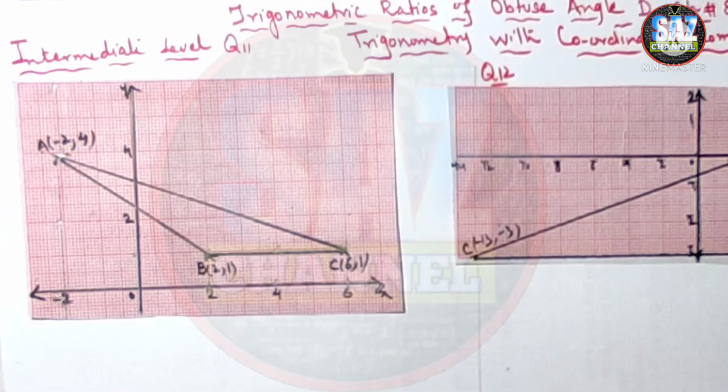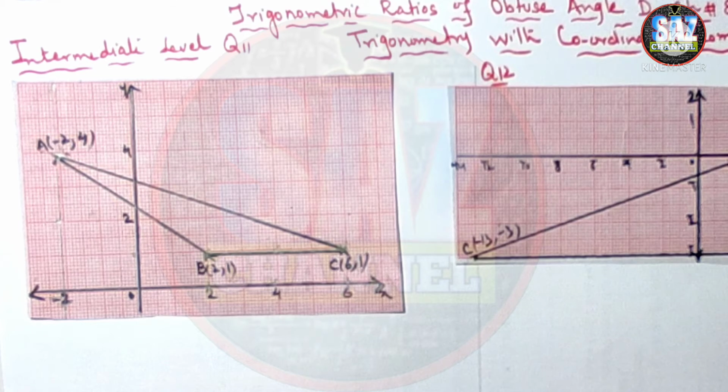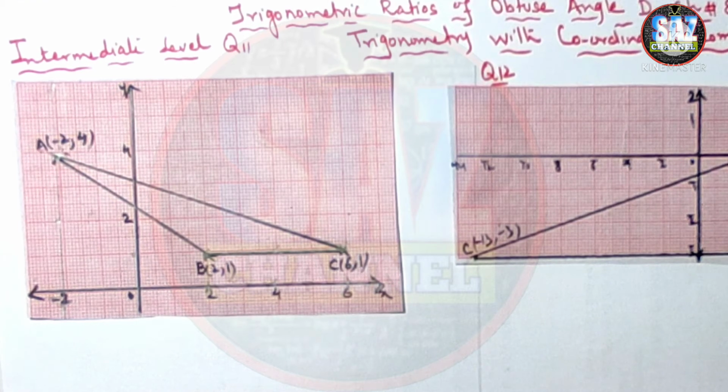Question 11 says, the figure shows a triangle ABC with vertices B (2, 1), C (6, 1) and A (-2, 4). And then we have to find the values of the different trigonometric functions. We'll be talking about those functions later. First, let's talk about the diagram.